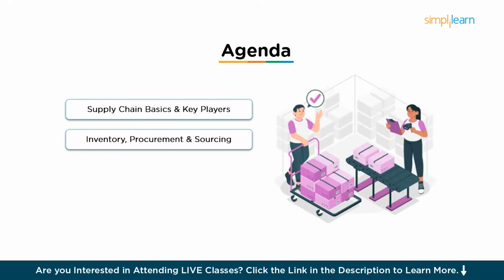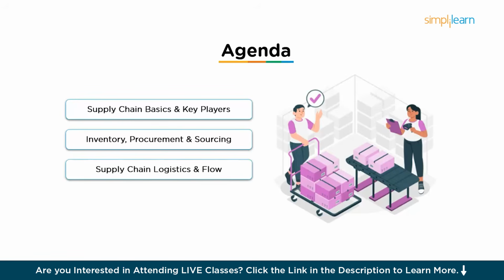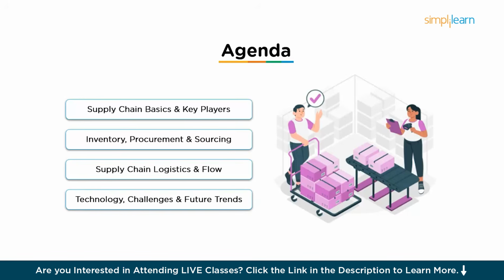or break profitability. In the supply chain logistics and flow module, we will explore the journey goods take, including transportation, warehousing, distribution centers, and how logistics decisions impact cost, speed, and customer satisfaction. Finally, we will wrap up with technology, challenges, and future trends, from automation and AI to sustainability and global disruption. This module will help you understand the dynamic forces shaping the future of supply chains.